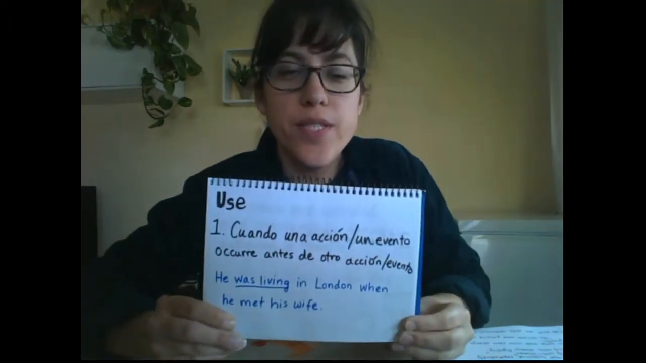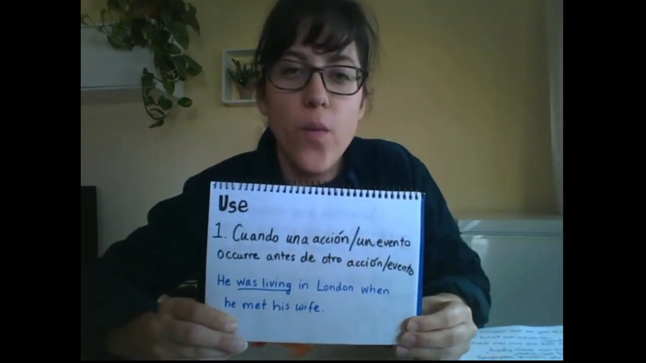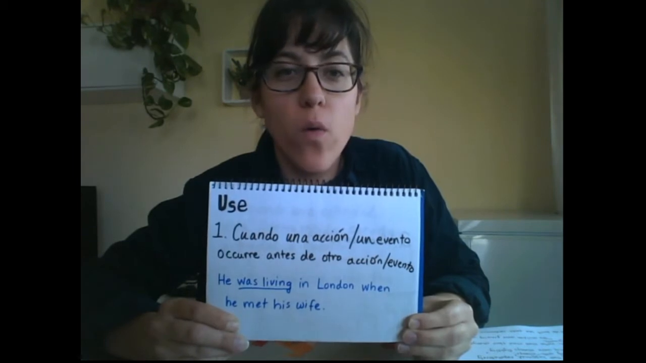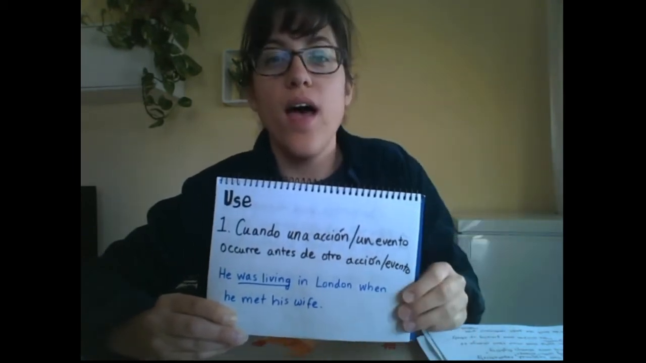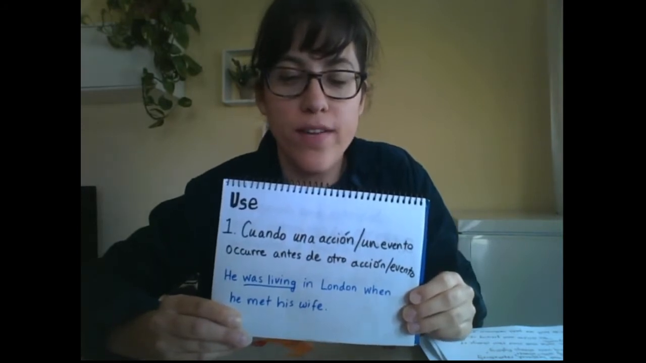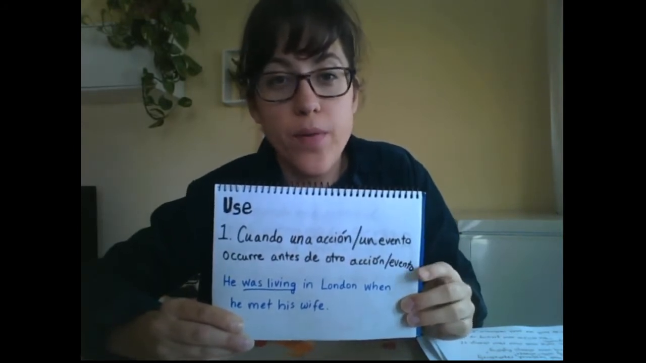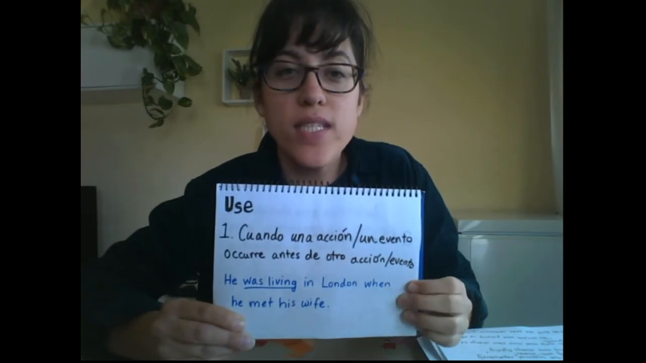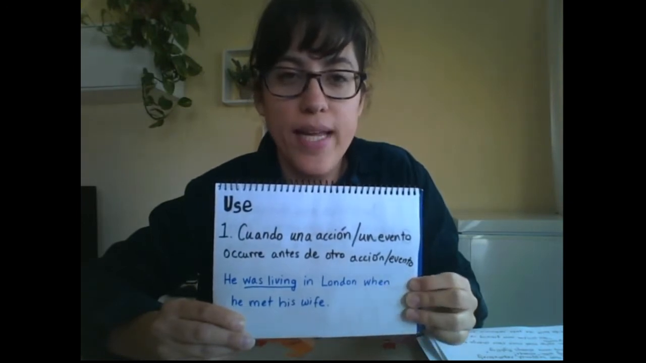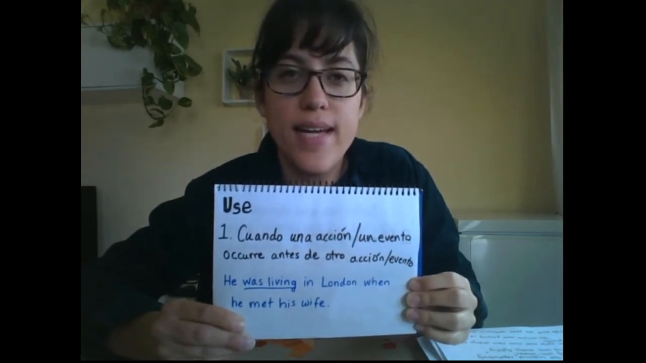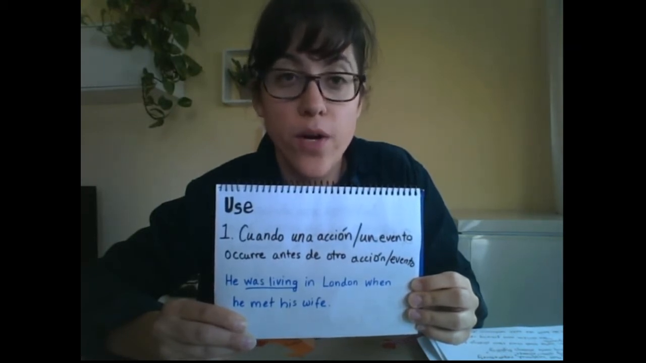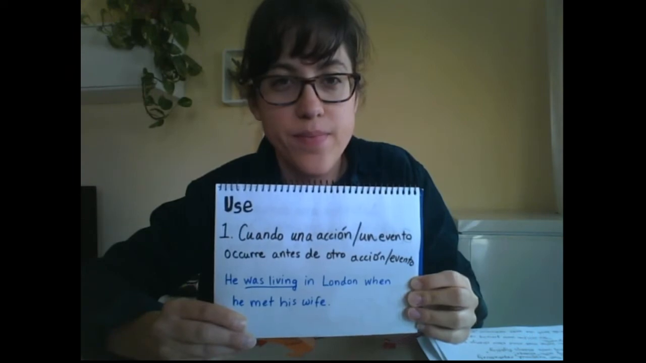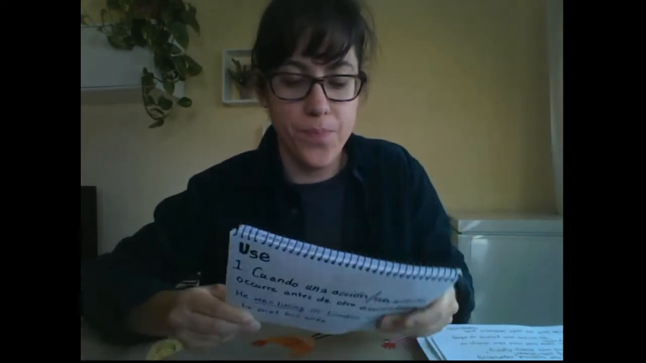We use the past continuous when an action or an event happens before another action or event. For example, he was living in London when he met his wife. Estaba viviendo en Londres cuando conoció a su mujer. That's use number one.